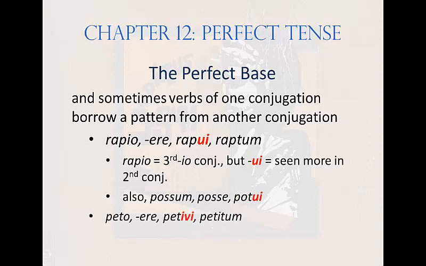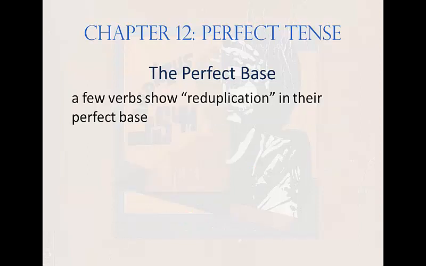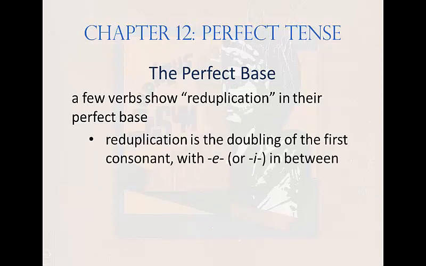One final example of this kind of mixed conjugation perfect base form is peto, petere, petivi, petitum. Peto is third conjugation, but the ivi perfect form is more typical of fourth. A final pattern seen in the formation of perfect bases is called reduplication. This pattern involves the doubling of the first consonant of the present base, with e or i added in between these geminated consonants. So, for instance, do, dare, dedi, datum.